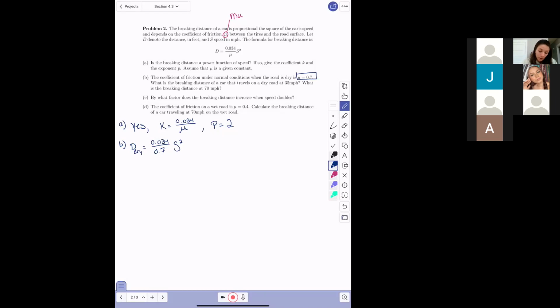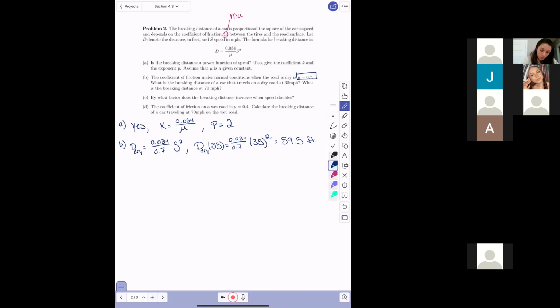Can someone give me insight on how to go about solving that? You would plug the speed in for S. Good, we'll plug 35 in for s. So we have the distance on dry land or dry roads at 35 miles an hour is 0.034 over 0.7 times 35 squared. Someone do that in their calculator for me? I got 59.5 feet. 59.5 feet. Can someone else confirm that, please? I got the same. Okay, cool. All right.